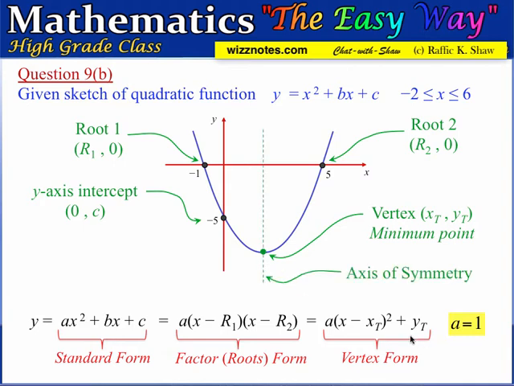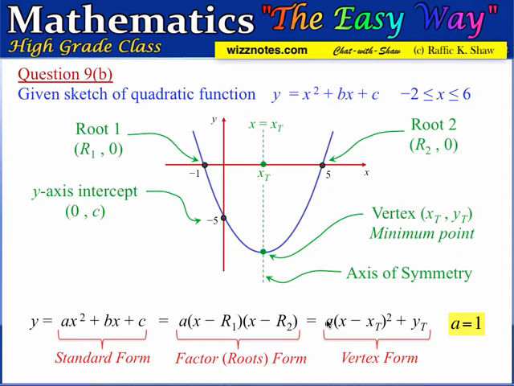The quadratic graph has an axis of symmetry that divides the curve into two halves such that one half is a mirror image of the next. And this axis of symmetry passes through the vertex where the x value is xt, and so the equation of this axis of symmetry, which is a vertical line through the turning point, is x equals the xt value.